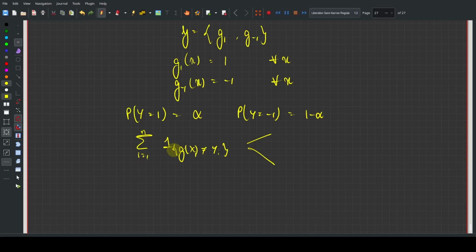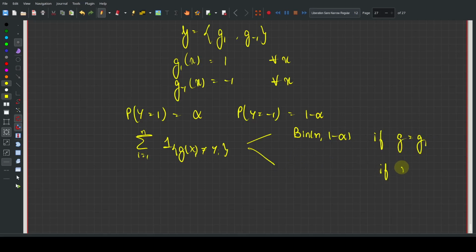So what is g1 doing? Effectively, if I take g equal to g1 over here, it's counting the number of times it is not equal to plus 1. Right? So basically the number of times yi is not equal to plus 1, or the number of times yi equals minus 1. So this is going to be binomial n, 1 minus alpha, if g equals g1.